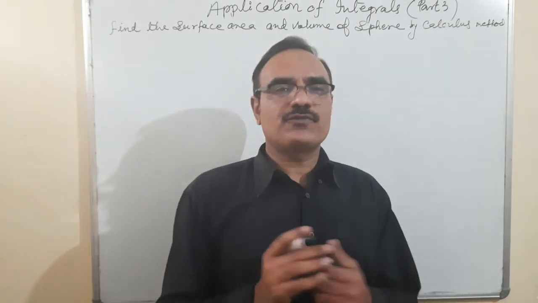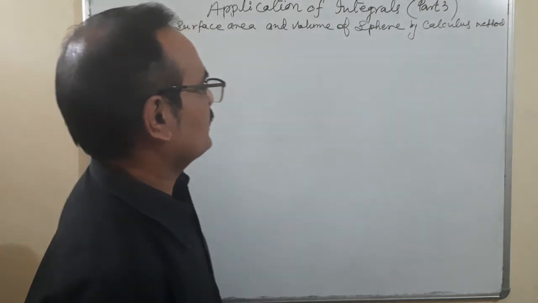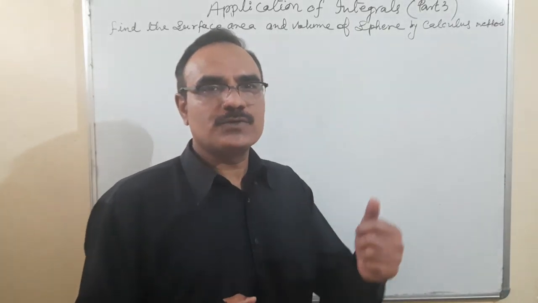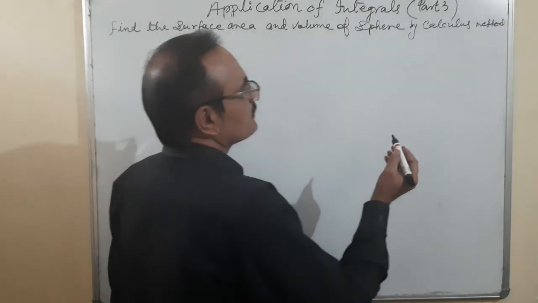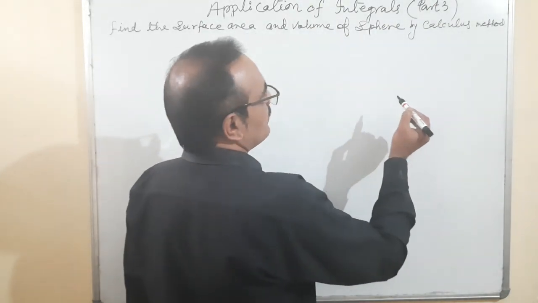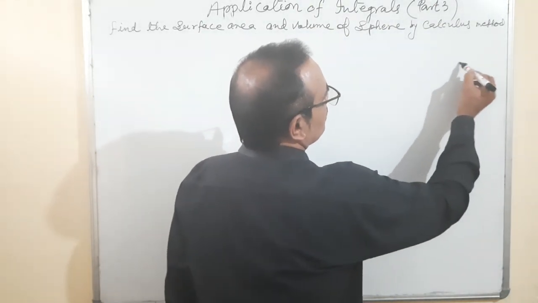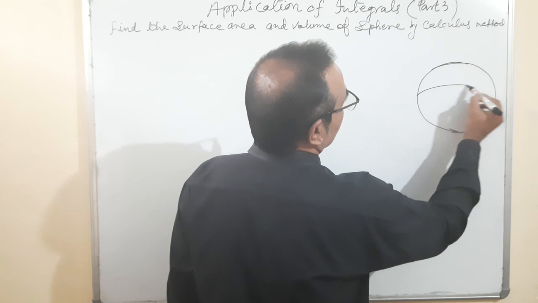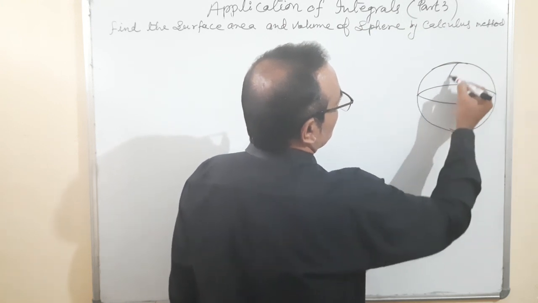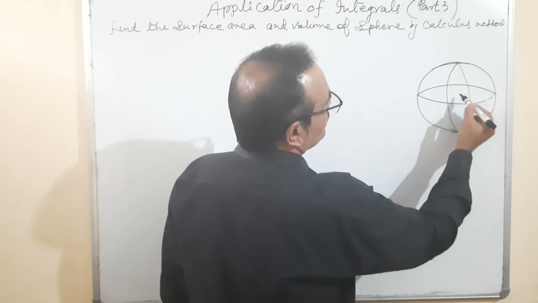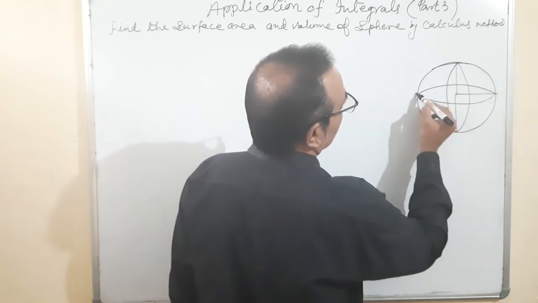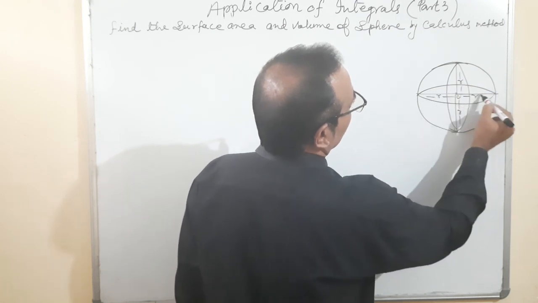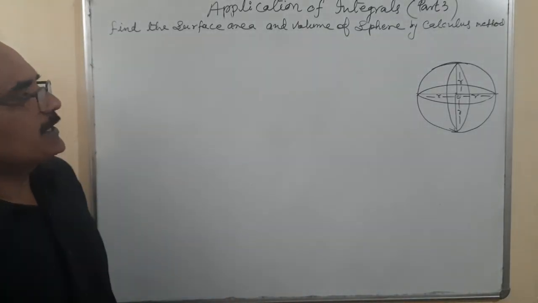By the calculus method, we are going to find the surface area of the sphere. Okay, because it's a three-dimensional figure, in that we have to use double integration. One diagram I am making here. Okay, this is a sphere. Its radius is r in all directions. It's a three-dimensional shape.